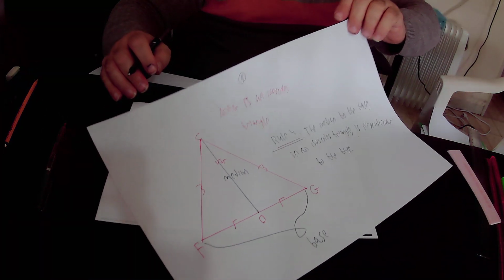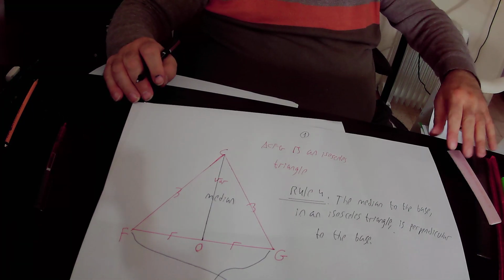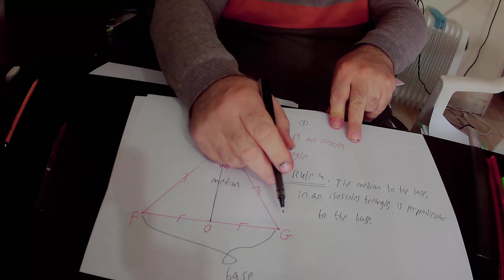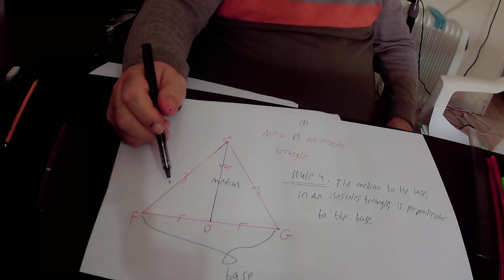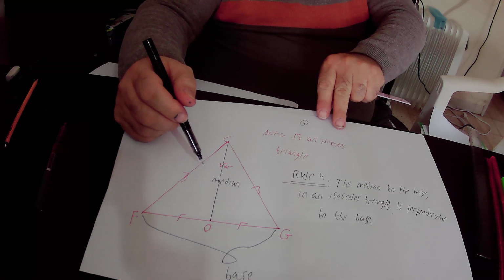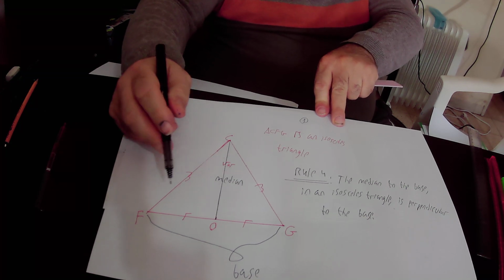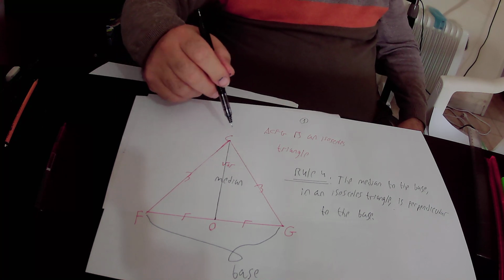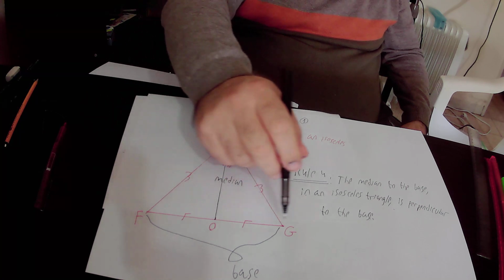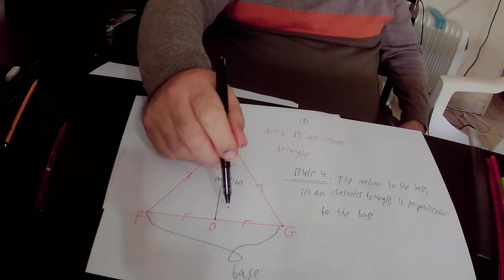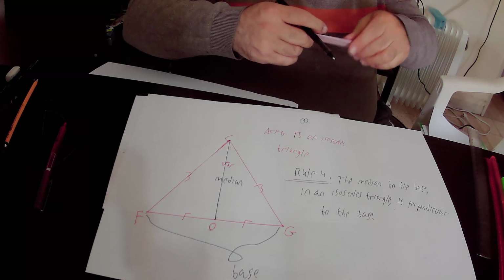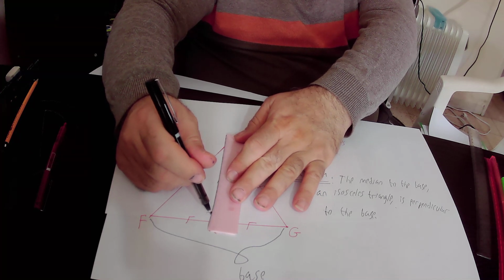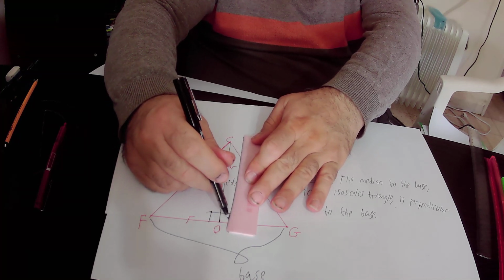So here we have the median CO to the base FG of the isosceles triangle CFG. And according to rule number 4, the median CO to the base FG is perpendicular to the base. That is to say, CO is perpendicular to FG. That is to say, this angle equals 90 degrees, and this angle will also equal 90 degrees according to rule number 4.